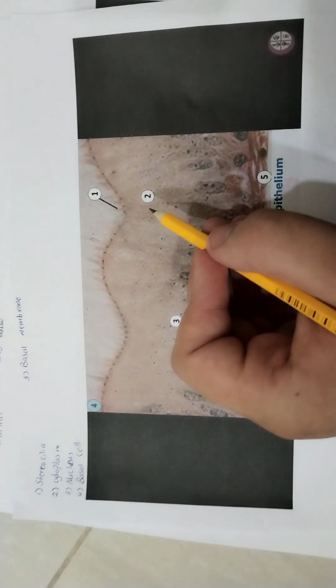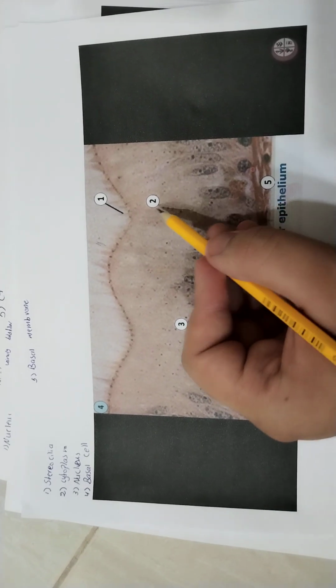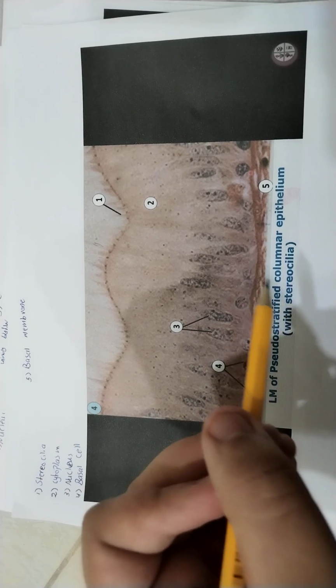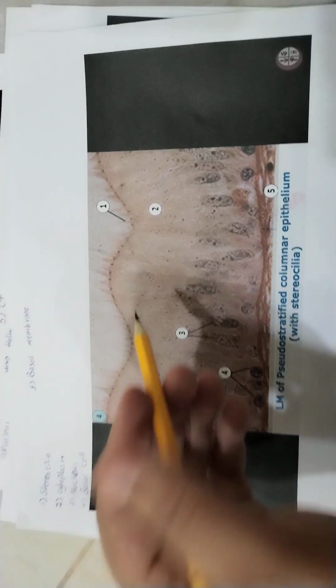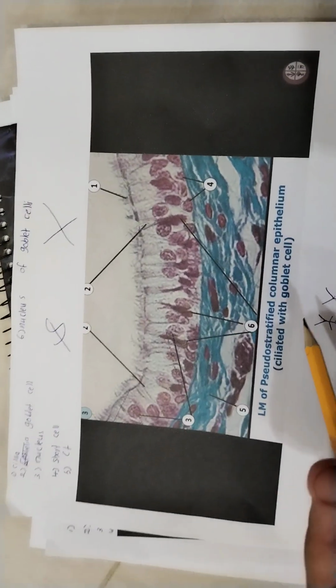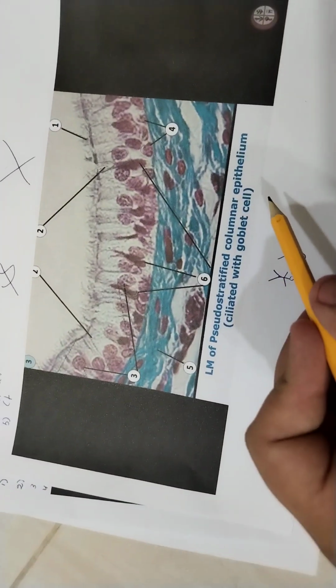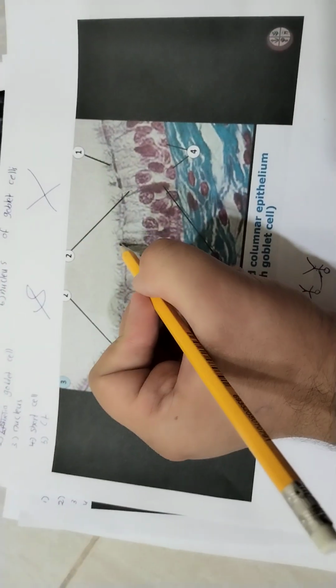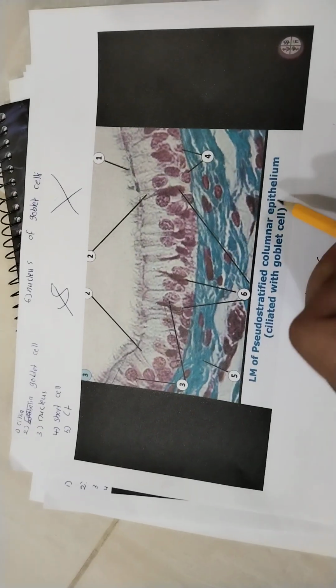Okay, number 2, we have a pseudostratified columnar epithelium. If the teacher says, for example, what's this slide? It's a pseudostratified ciliated columnar epithelium. Okay, pseudostratified ciliated columnar epithelium. Why? Because we have cilia. Don't forget to write if it's ciliated or not ciliated. Okay.